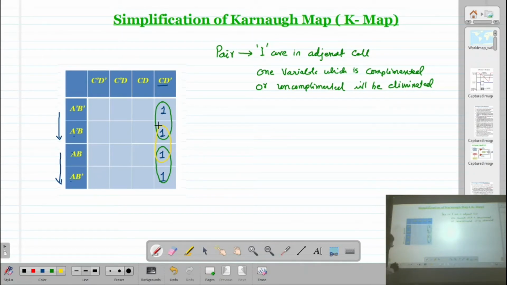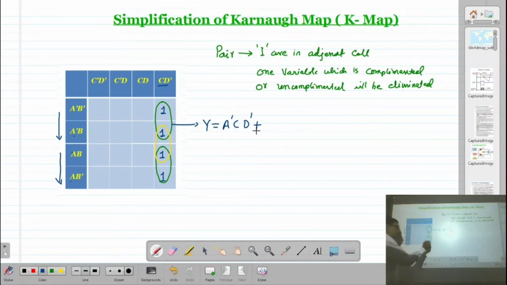And here if I will write the expression for this pair, then Y will be equal to, now see, for this pair CD prime is not changing, but here if you look at this, then the B is going to be uncomplemented, and therefore this is A prime C D prime will be the expression.